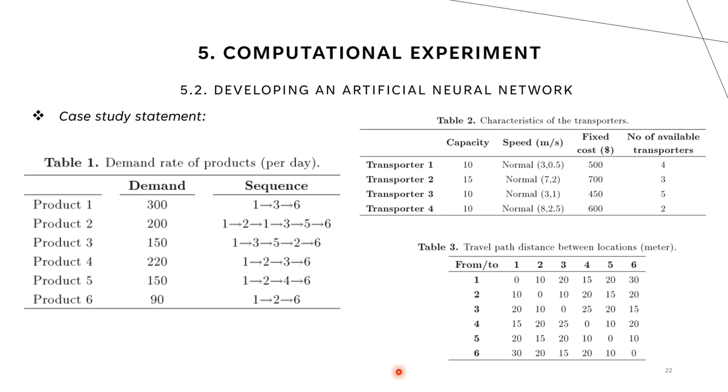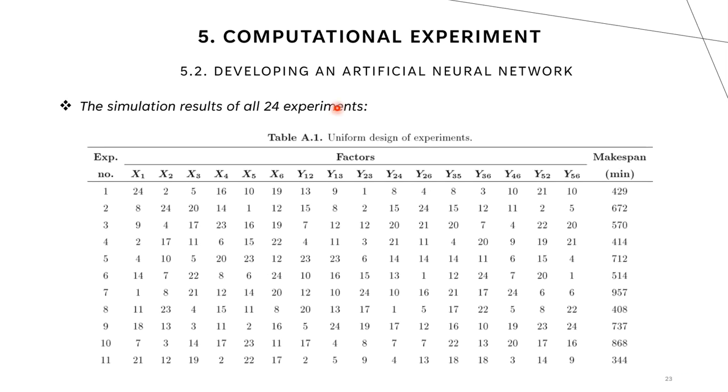This case study involves 6 machines named machine 1, 2, 3, 4, 5, and 6 with 6 products. The demand of each product is shown in table 1, so the material flow between machines is clear. The distance between locations and the capacity and speed of the available transporters are respectively shown in table 2 and table 3. After that, a set of proper scenarios are selected for the proposed simulation model to generate training data. Then a neural network is trained using this data set, where experiments are generated by uniform design shown in the picture on the screen.